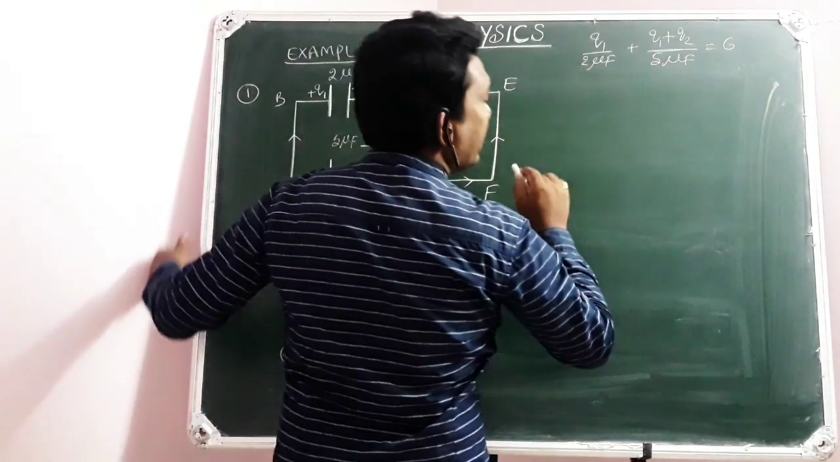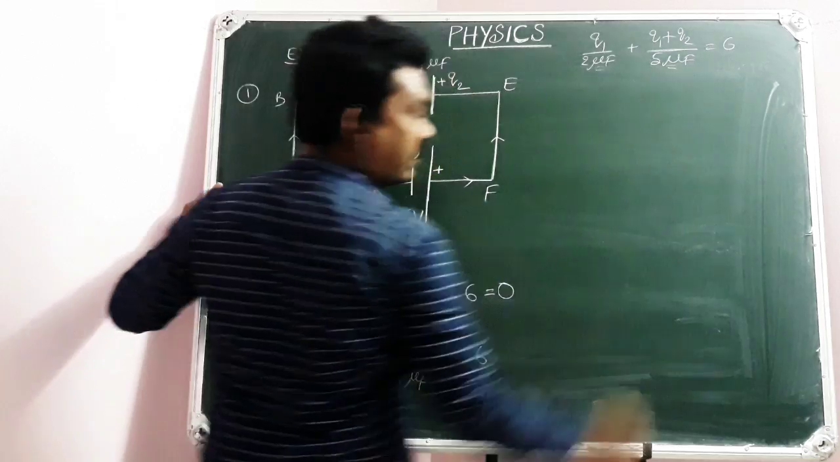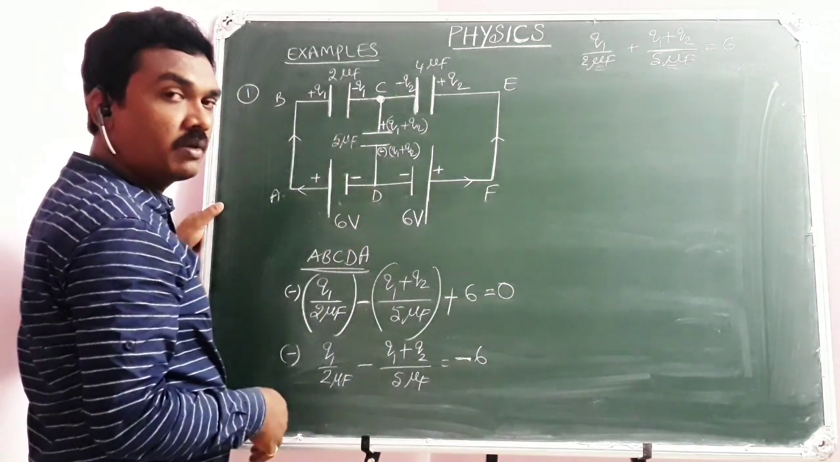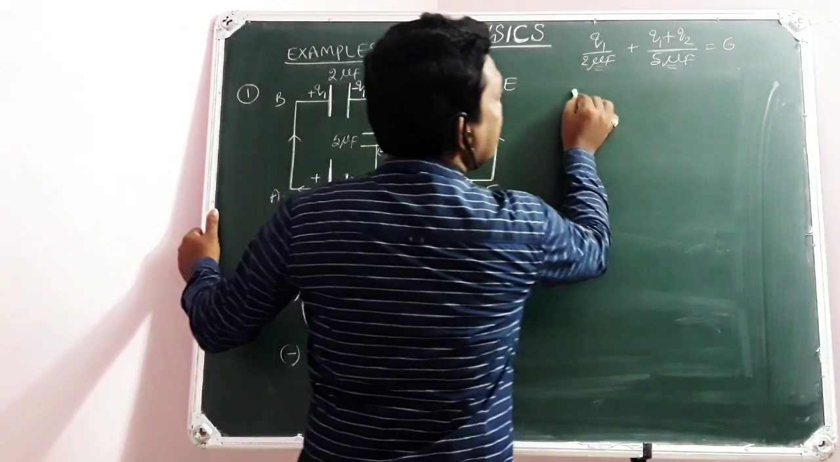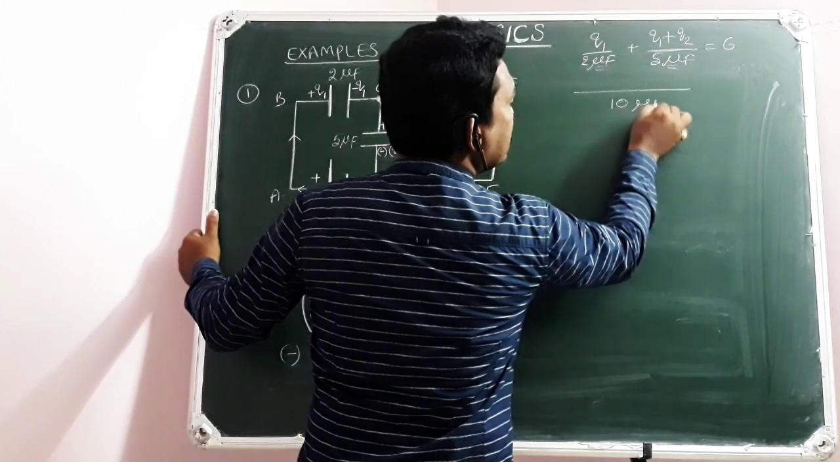Now here you can do one thing. Microfarad means 10 power minus 6. Very important part of calculation. Not in SI unit, that is microfarad, 10 power minus 6. If you take the LCM here, 2 and 5 is 10 microfarad, which is the LCM.